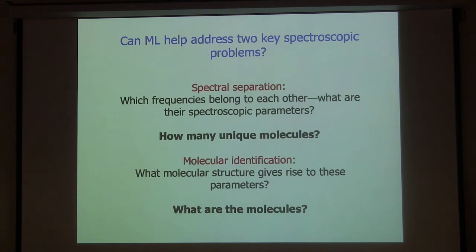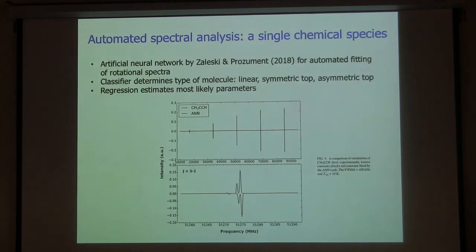analyzing the spectrum. So there are really two key points that we need machine learning to help us address, and that is spectral separation and molecule identification. So the idea is which frequencies belong to each other, and ultimately what are their spectroscopic properties. On the basis of these spectroscopic properties, we can plausibly infer the molecule, or at least constrain considerably the parameter space that the molecule might consist of, and what its structure might be. All right.